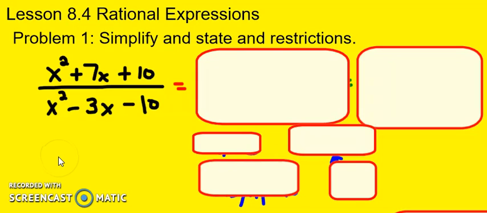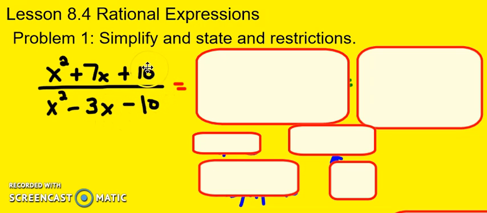We are going to do multiplying and dividing rational expressions. So in problem number 1, it says simplify and state any restrictions. So I have x squared plus 7x plus 10 divided by x squared minus 3x minus 10. I noticed right away that I could factor these trinomials.